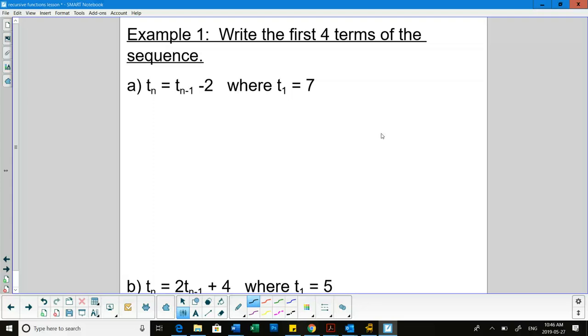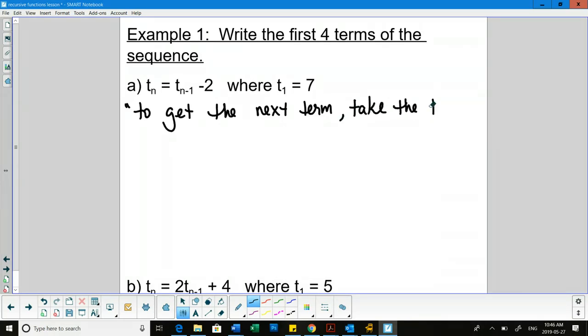So in plain English, this formula right here is telling me to get the next term, take the term before it, which is Tn minus 1, and subtract 2.